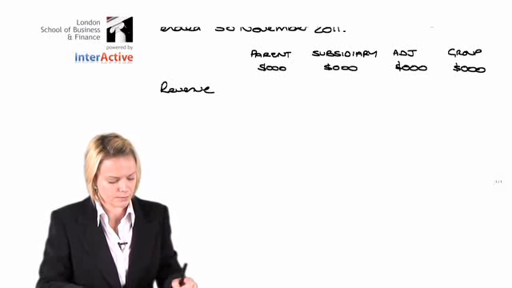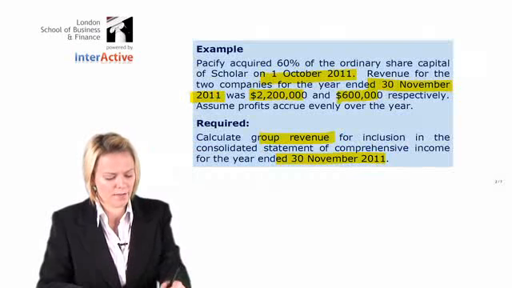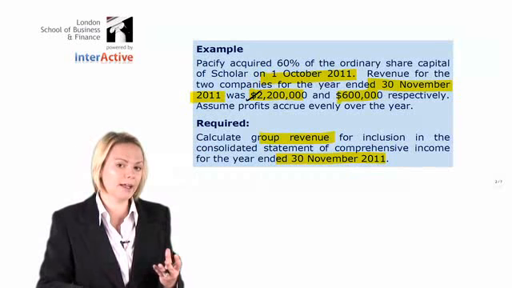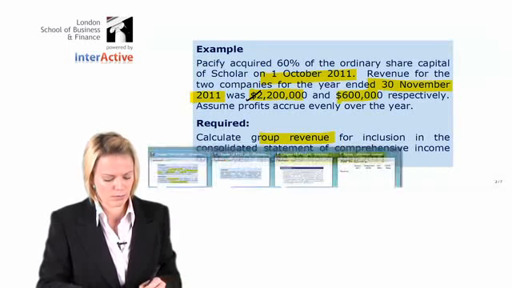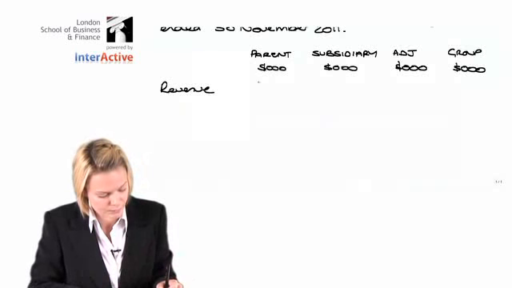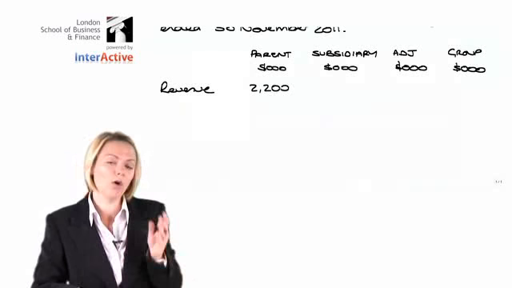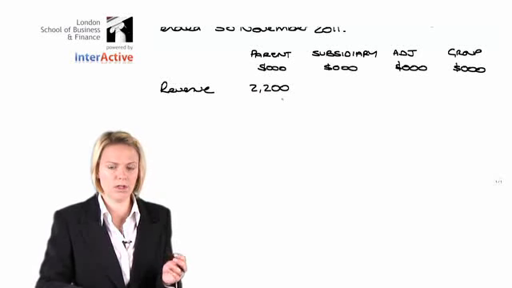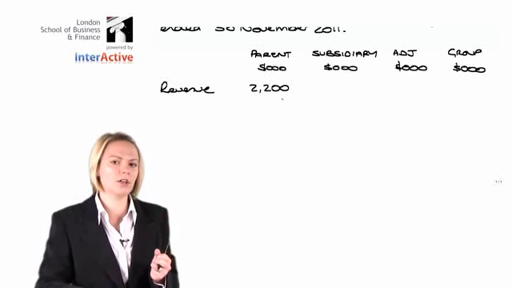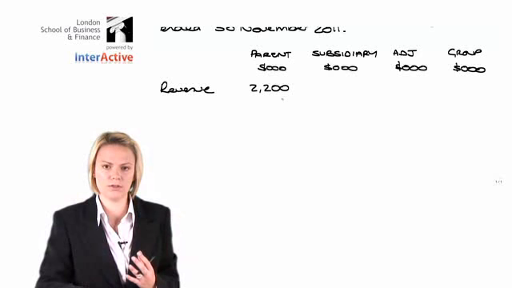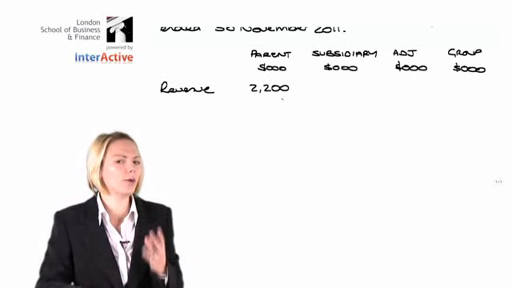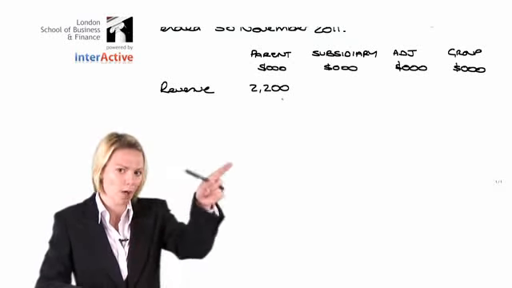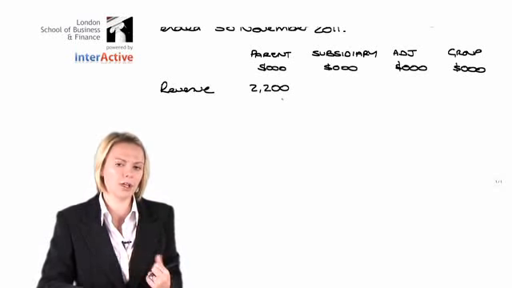Okay? So, the parent's revenue was 2.2 million. Well, we're going to pop that in. All of it, never time apportion. There's absolutely no need to. We only time apportion the subsidiary's results. Now, how long have we held the subsidiary for post-acquisition? Look at the question.